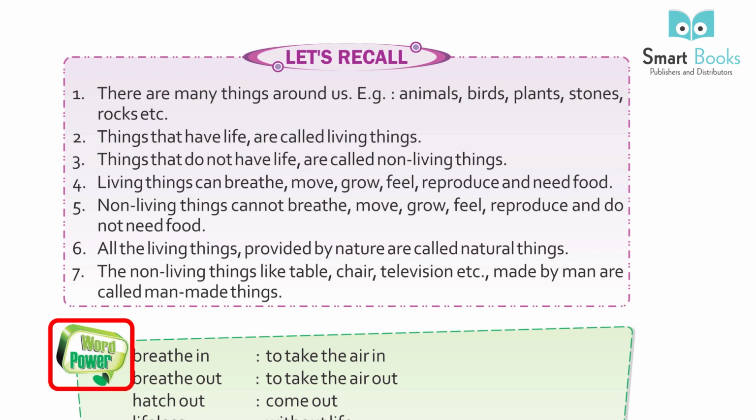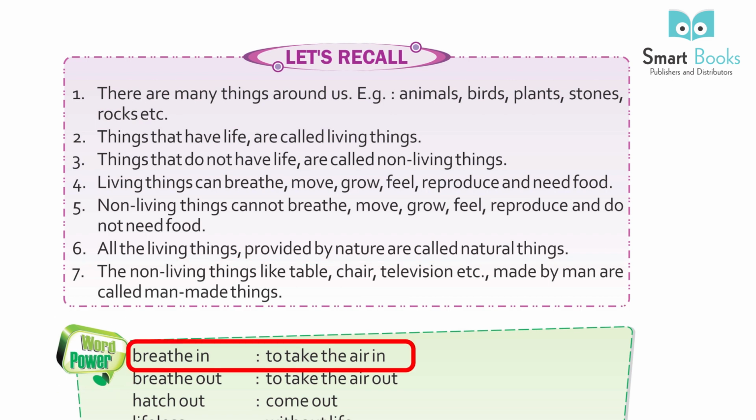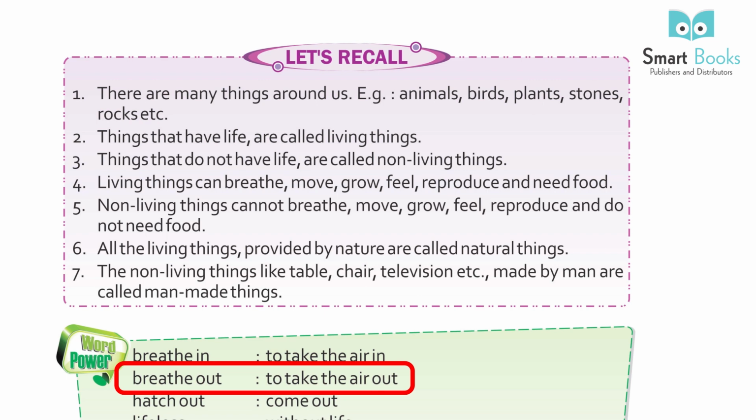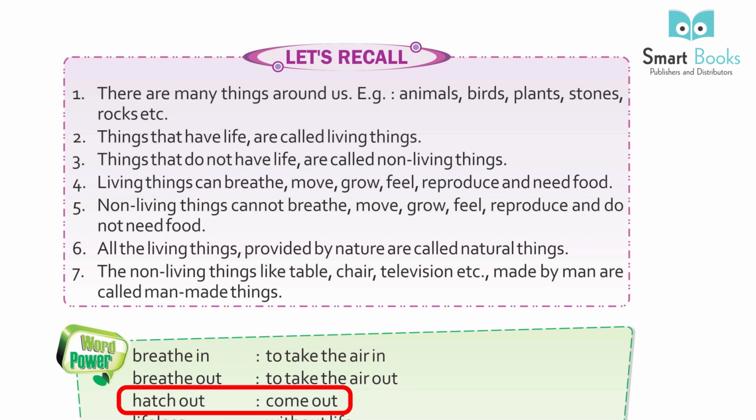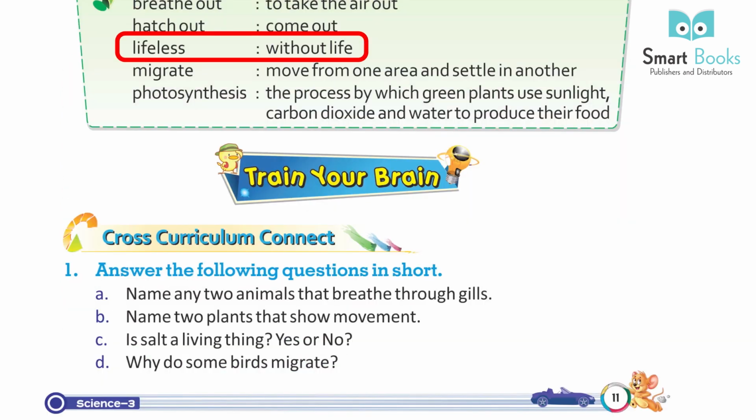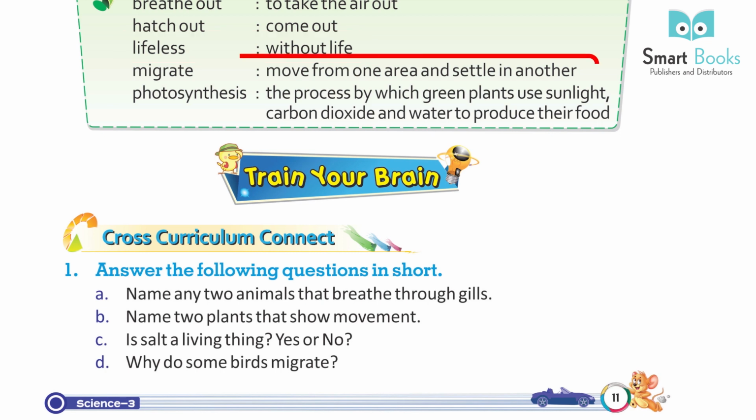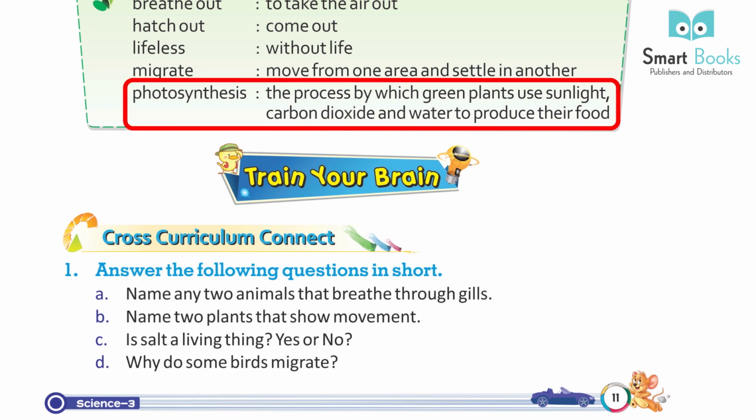Word power. Breathe in, to take the air in. Breathe out, to take the air out. Lifeless, without life. Migrate, move from one area and settle in another. Photosynthesis, the process by which green plants use sunlight, carbon dioxide, and water to produce their food.